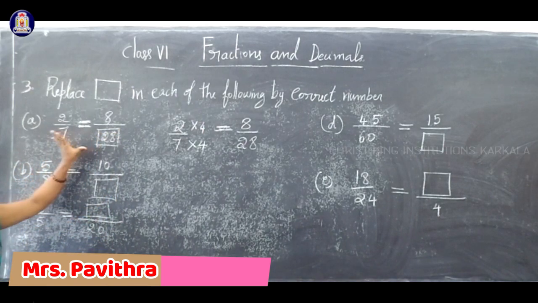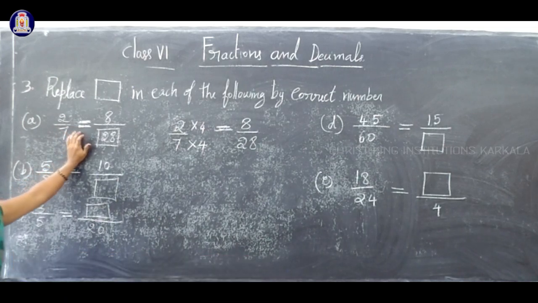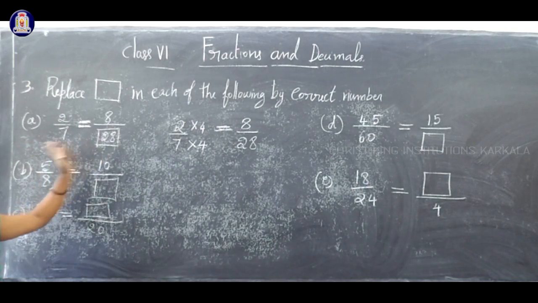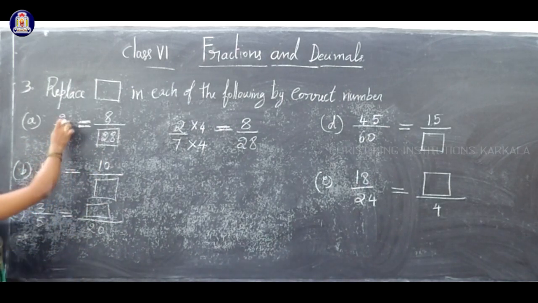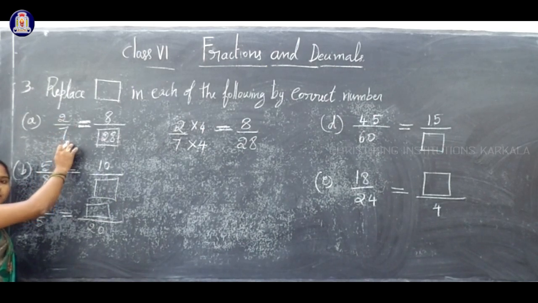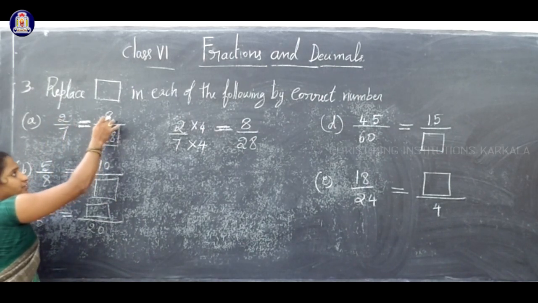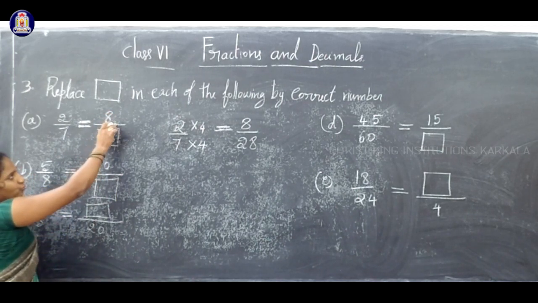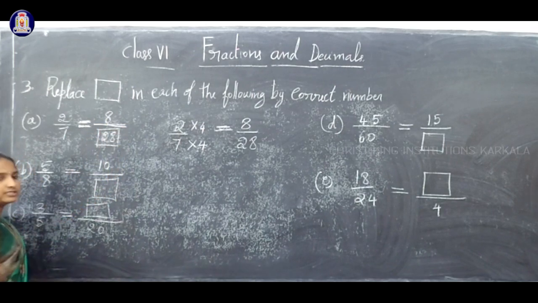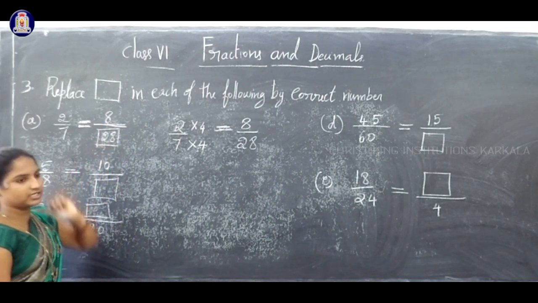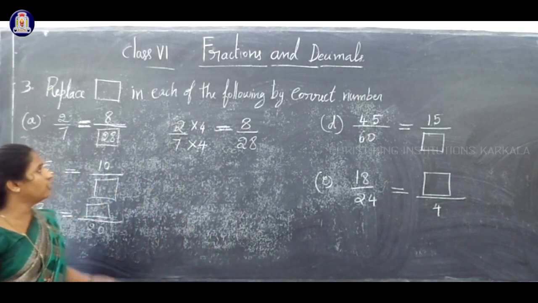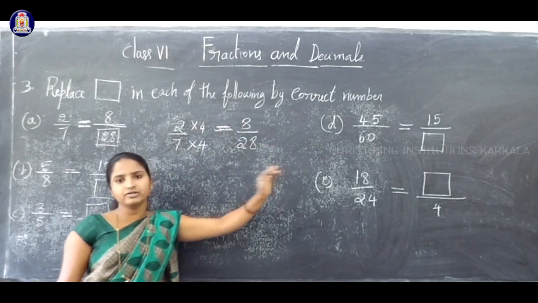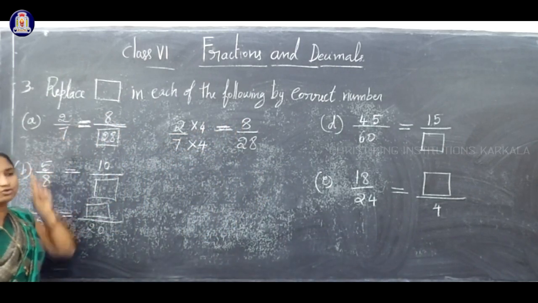See, in between these two fractions, the equal sign is given. That means the left hand side fraction and the right hand side fraction should be the same. On the left hand side the fraction is 2 by 7. In the right hand side, the numerator is already given in the question, that is 8. So what number can we write in the denominator? If you simplify 8 by 28, you should get the same answer, that is 2 by 7.